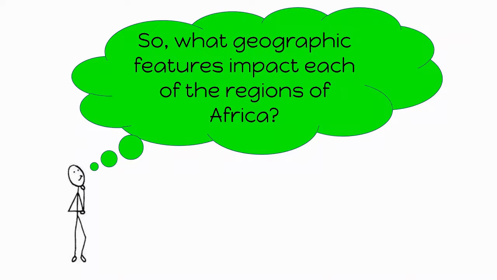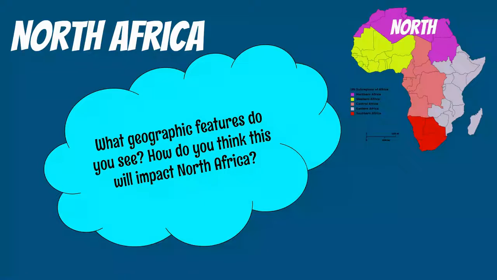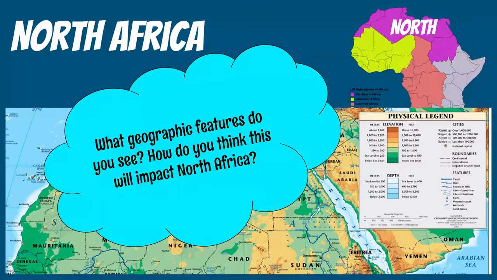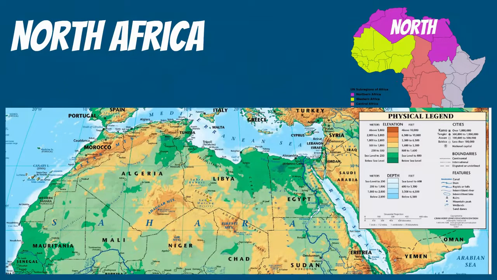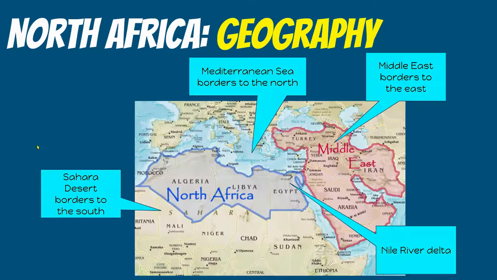So what are the geographic features that impact the different regions of Africa? So North Africa. North Africa, what geographic features do you see and how do you think they will impact North Africa? So when we're looking, remember, geographic features are aspects of land and sea. So right across the top, I can see the word Sahara Desert. I can also see the Mediterranean Sea touching the coast of North Africa, the Red Sea on this side of North Africa, and the Atlantic Ocean on this side of North Africa.